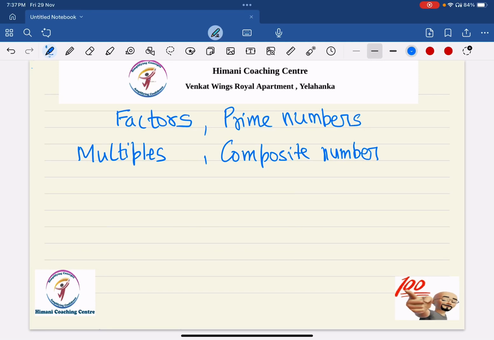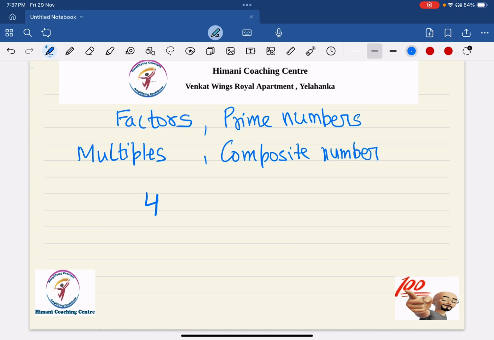Let us start about numbers. When we talk about factors, let us say we take number 4. When I say factor, we have to think by what all numbers can 4 be divided so that the remainder is 0. Remember, any number is a factor of itself. The first factor of any number is the number itself, and 1 is a factor of all the numbers.